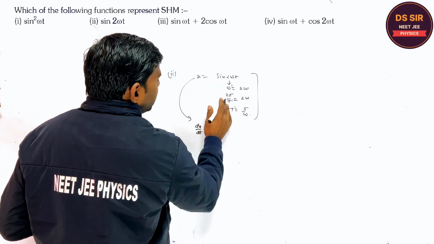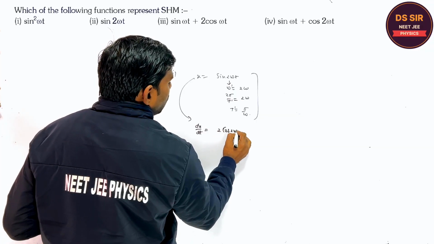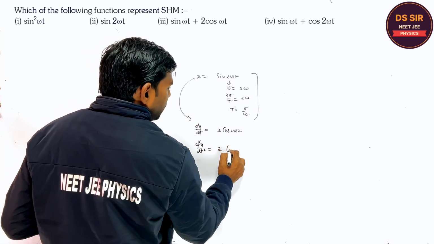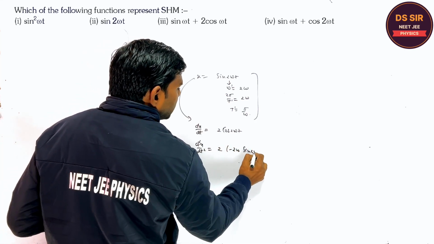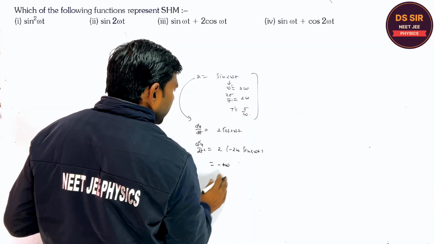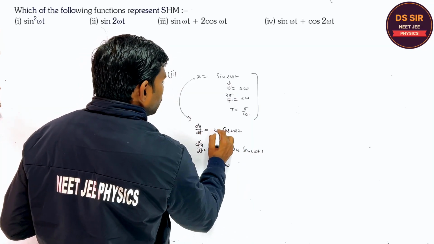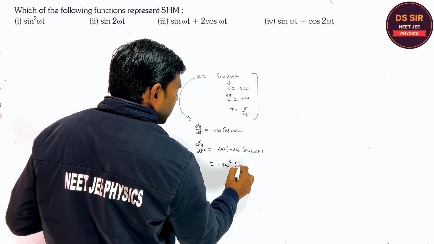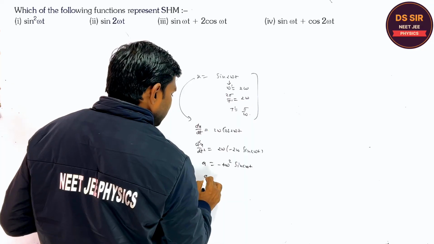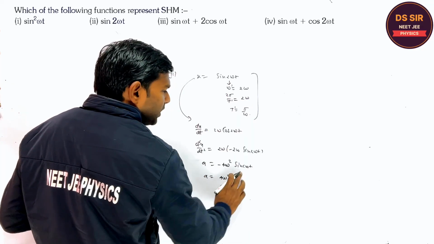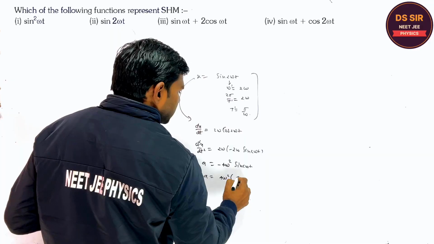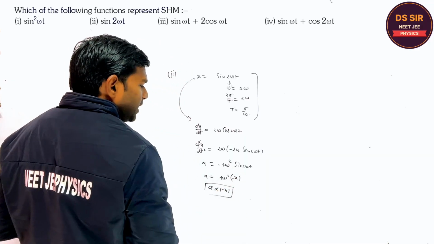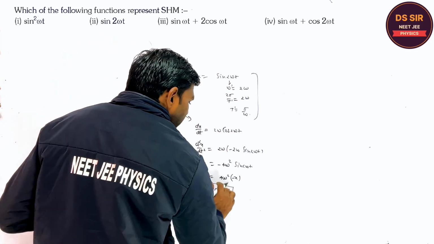Although you can do it directly without any calculation or derivation, if somebody asks how to prove that, say dx by dt is 2 cos 2 omega t. Differentiate once again, this is the double differentiation: minus 4 omega sin 2 omega t. Wait for one minute, it is 2 omega, so minus 4 omega square sin 2 omega t. So this is the acceleration. And what is sin 2 omega t? It is x. So acceleration is proportional to minus x.